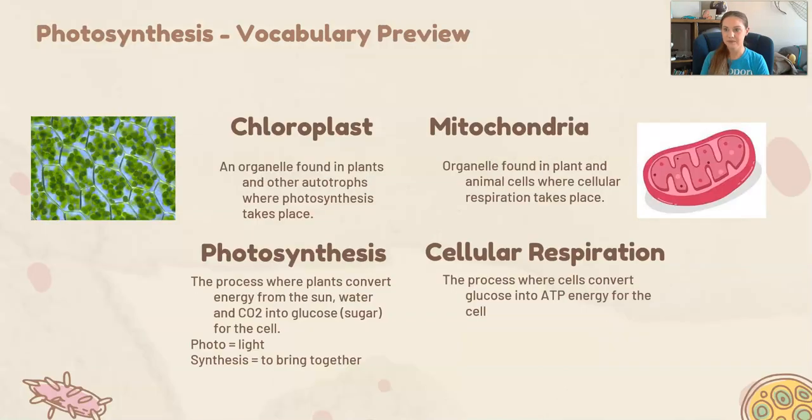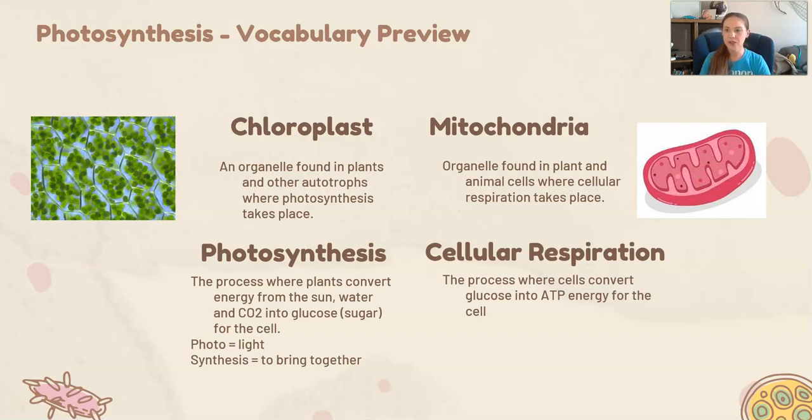You'll need to know that photosynthesis is the process where plants use those starting pieces, those reactants, that carbon dioxide, that water, and the energy that they get from the sun, okay, and they convert that into sugar or glucose for the cell. Photosynthesis happens in the chloroplast of plants. Okay, remember we talked about that organelle last time. Photosynthesis happens in the chloroplast of plants and other organisms that make their own food.